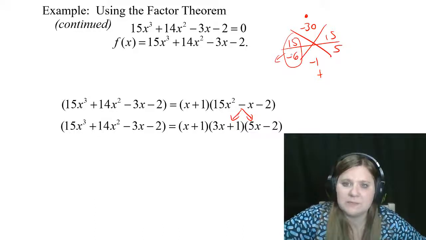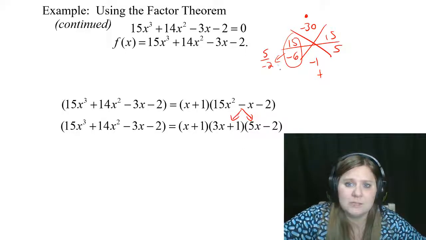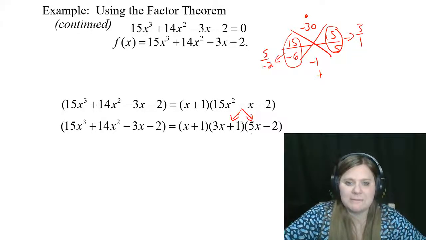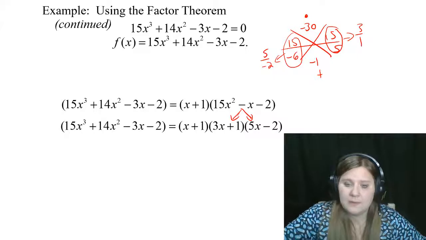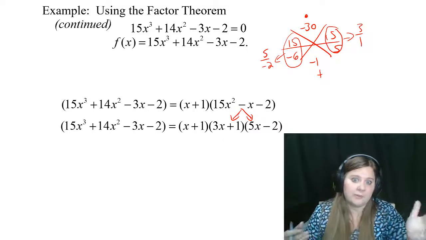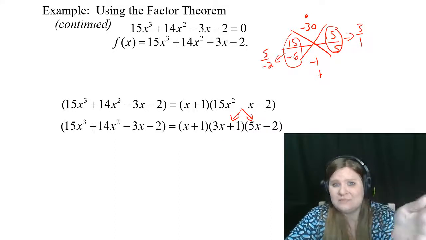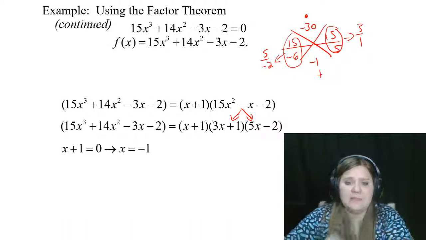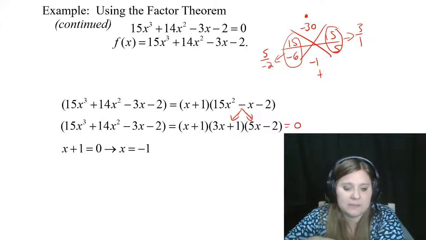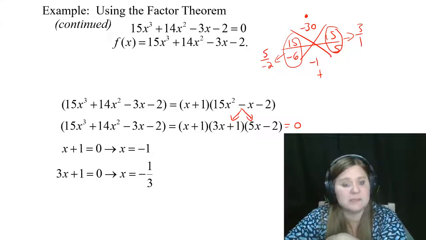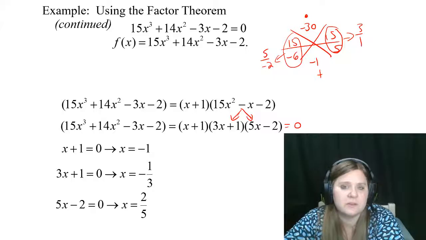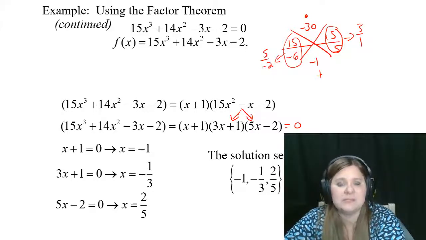15 over -6, you can divide each one by 3, and you get 5 over -2. 15 over 5, you can divide both by 5. That's 3 over 1. So you notice I have 5x minus 2, and I have 3x plus 1. Order doesn't matter as long as the 3 and the 1 go together and the 5 and negative 2 go together. Now, I finished factoring. It doesn't factor anymore. And because this equals 0, I can set each piece equal to 0. So the x plus 1 gives me negative 1. The 3x plus 1 gives me negative 1/3. The 5x minus 2 gives me 2/5. These are the 3 solutions to this equation.